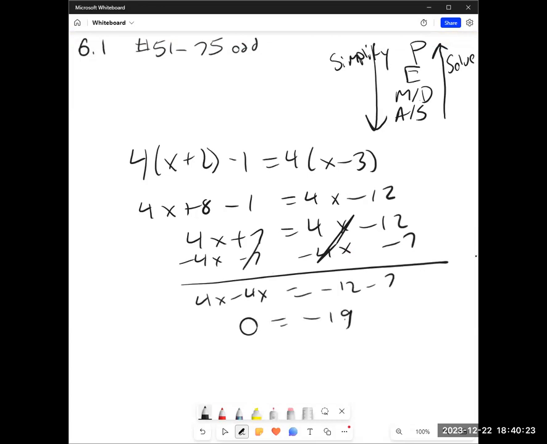0 equals negative 19. Nope, that never happens. So there's no solution to this equation. No matter what x value you try and put in there, the equation is always false.